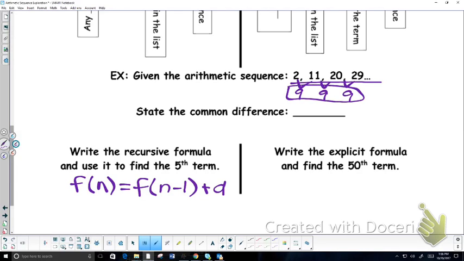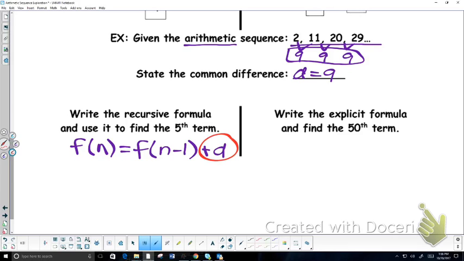Since these are all the same, the common difference is 9. That list of numbers is changing by 9. So it is an arithmetic sequence. Okay? If I want to write the recursive formula, the only thing I'm going to replace is the d value. So my recursive formula for that sequence would be plus 9. That's all I have to change.